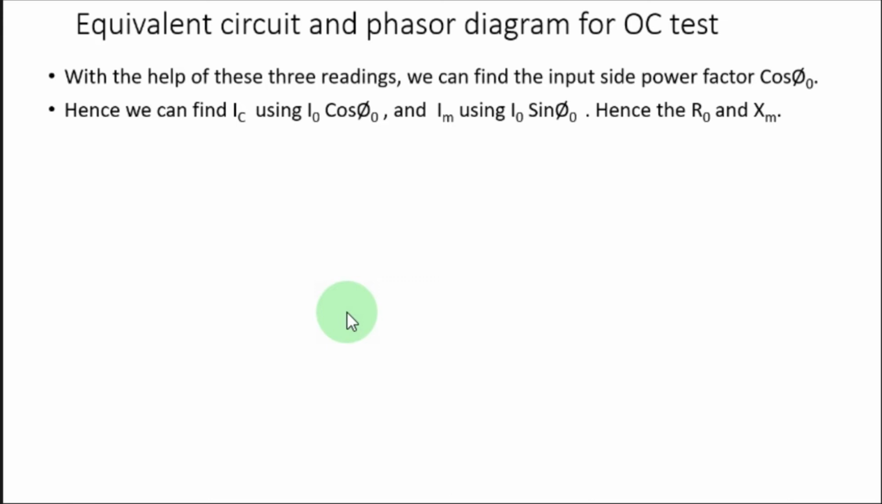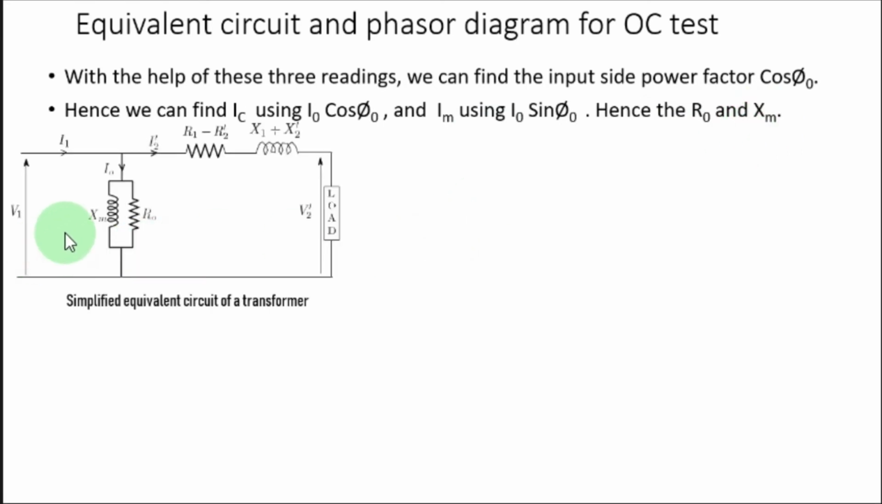Hence we can find IC. So IC will be I naught cos phi naught, and IM will be I naught sin phi naught. So if you know IC and IM, you can find R naught and XM, because we know the voltage across R naught and XM, right?